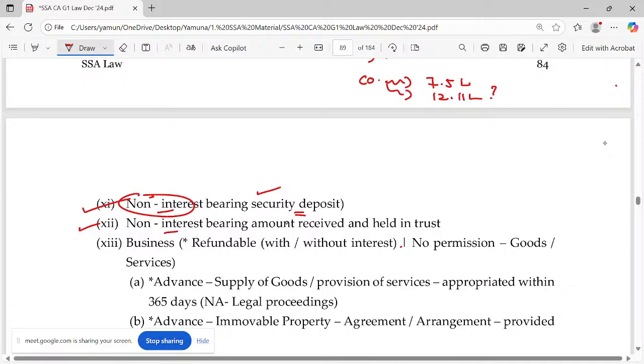12th point, non-interest bearing amount received and held in trust. You need not consider it as deposit. Trust to hold money. So that's up to the 12th point. And this 13th point is obviously an important point.